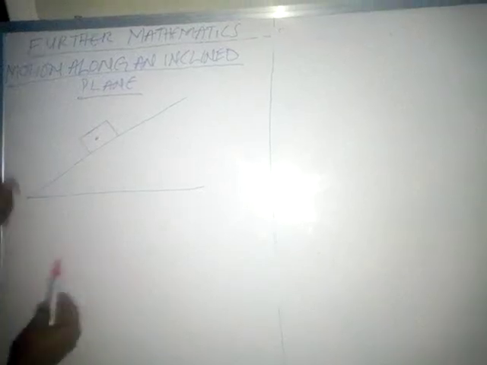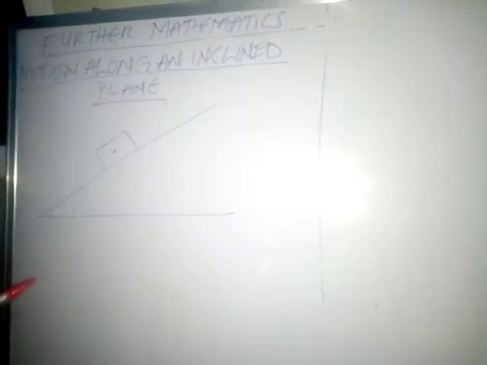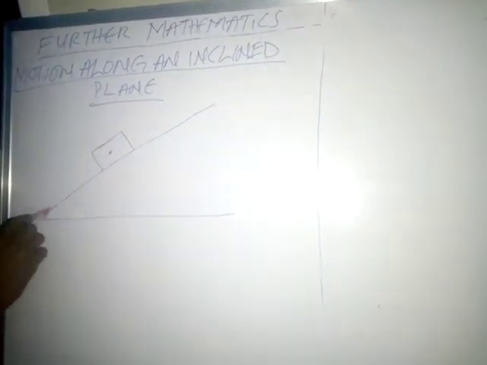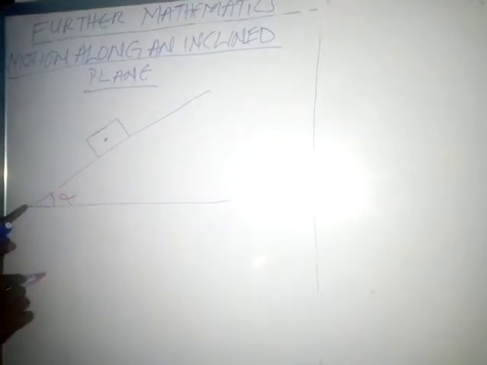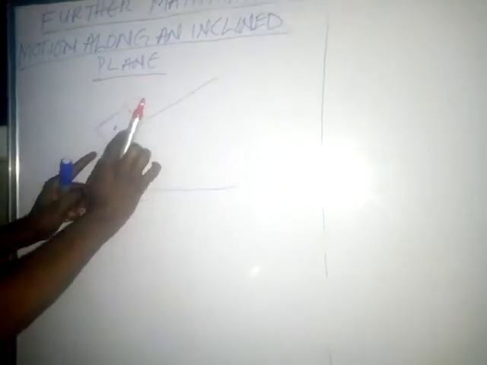Welcome to class. Today we shall be dealing with motion along an inclined plane. Let's say this is a plane inclined at an angle alpha to the horizontal. So this is a body resting on the plane. There are 5 forces acting on this body.